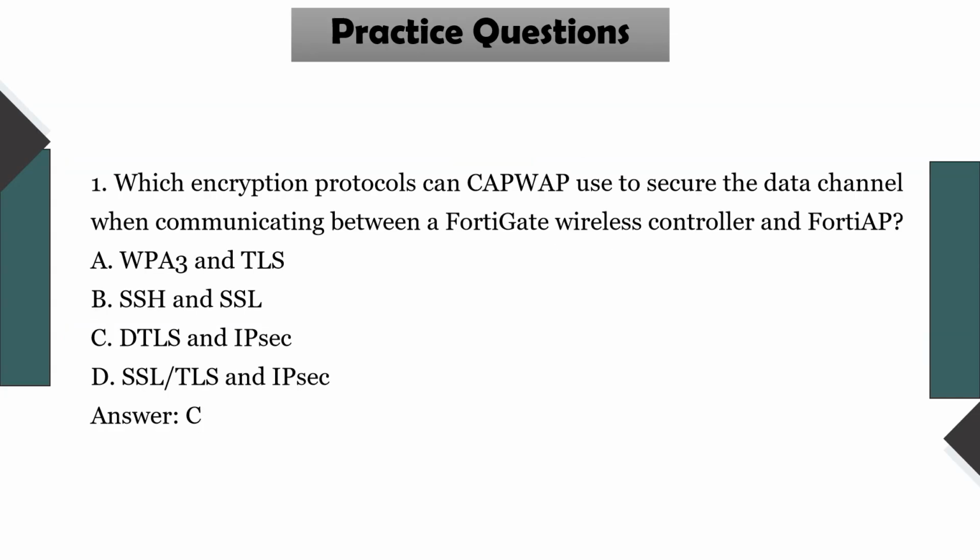1. Which encryption protocols can CAPWAP use to secure the data channel when communicating between a FortiGate wireless controller and FortiAP? A. WPA3 and TLS, B. SSH and SSL, C. DTLS and IPsec, D. SSL, TLS and IPsec. Answer: C.